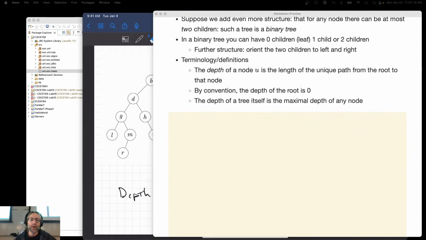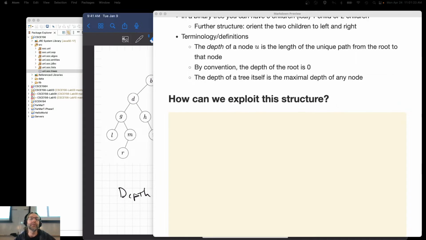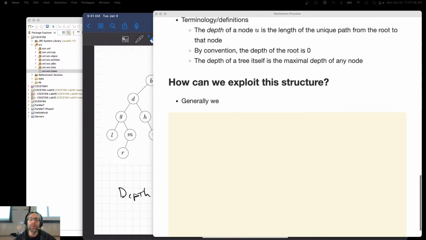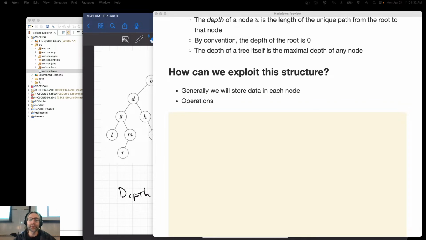All right, excellent. So now that we have this structure, how can we exploit it? Generally, we will store data in each node. Operations such as search, insert, delete will always begin at the root node. This is very similar to a linked list. We didn't keep track of every single node in a linked list. If you kept track of every single node in a linked list, guess what? You've got an array-based list. So we're not going to go that path. Instead, we're going to just keep track of the root because everything is going to be with respect to that root, right?